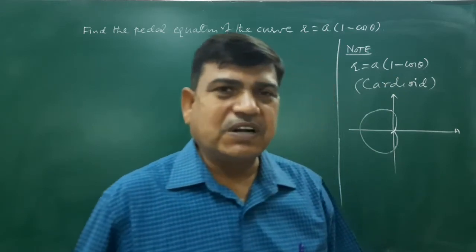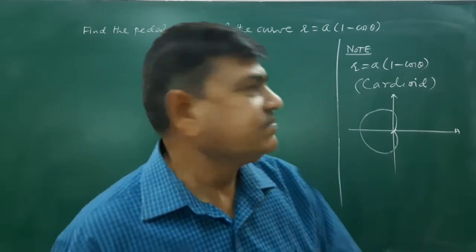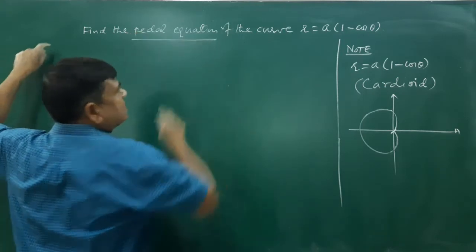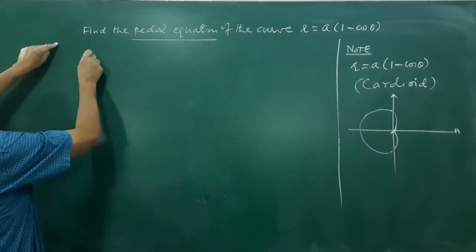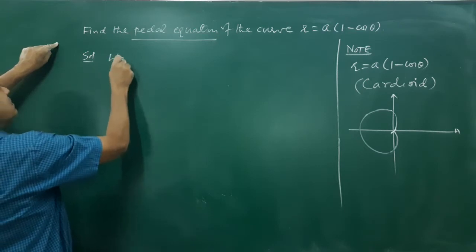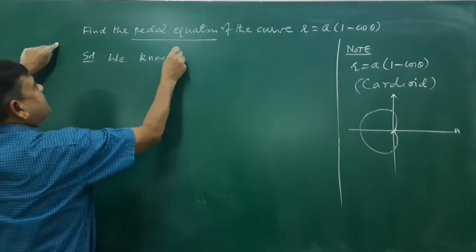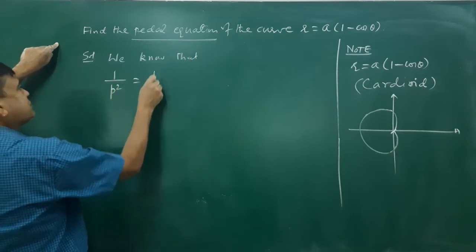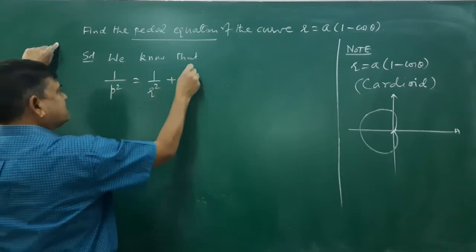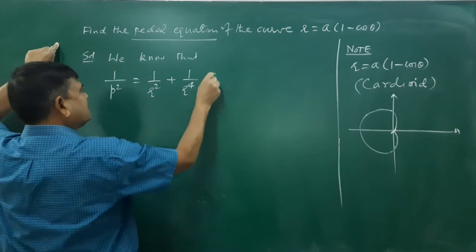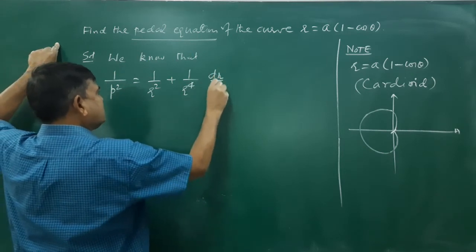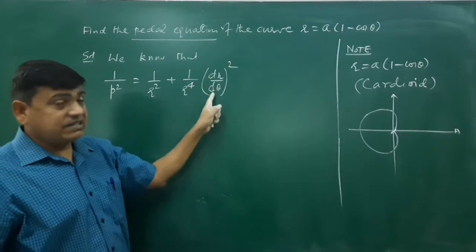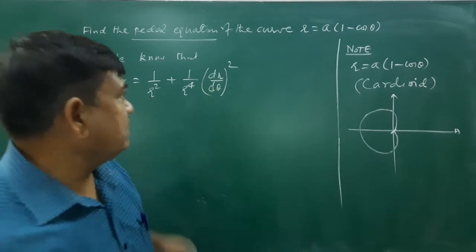If we convert it into Cartesian, then it is a little bit difficult. So this is the polar equation. Now we find the pedal equation of this one. We know that 1 upon p square equals 1 upon r square plus 1 upon r to the power 4 times dr by d theta whole square. While writing, take care that it is dr by d theta, it is not d theta by dr.